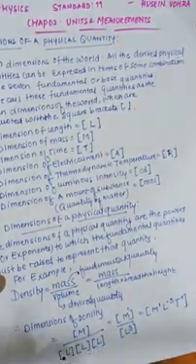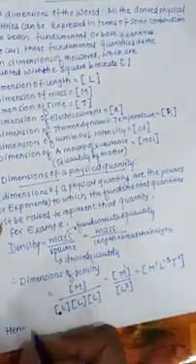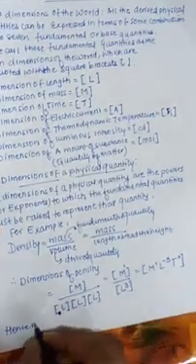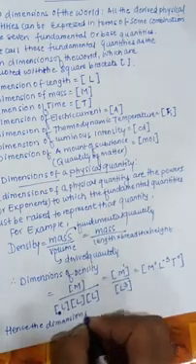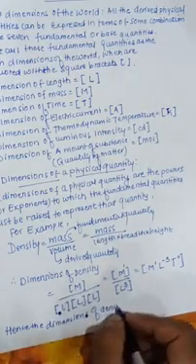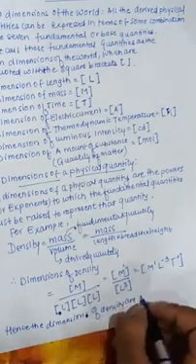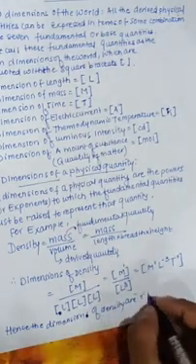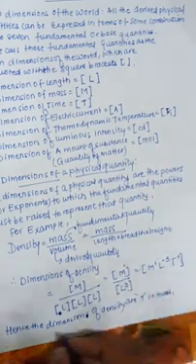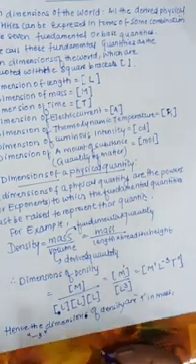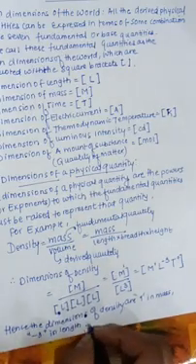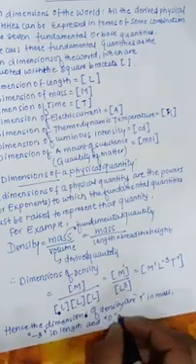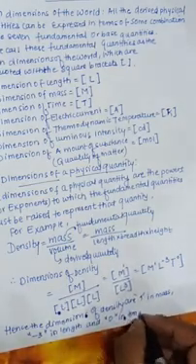Hence the dimensions of density are 1 in mass, -3 in length, and 0 in time. Hope it is cleared.